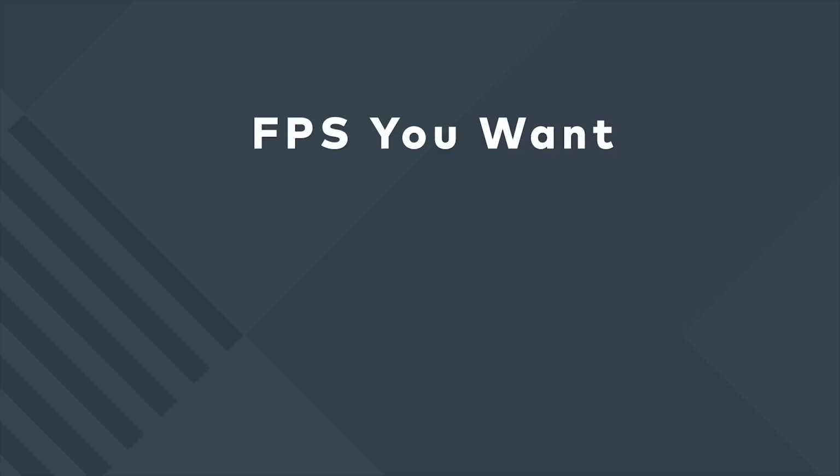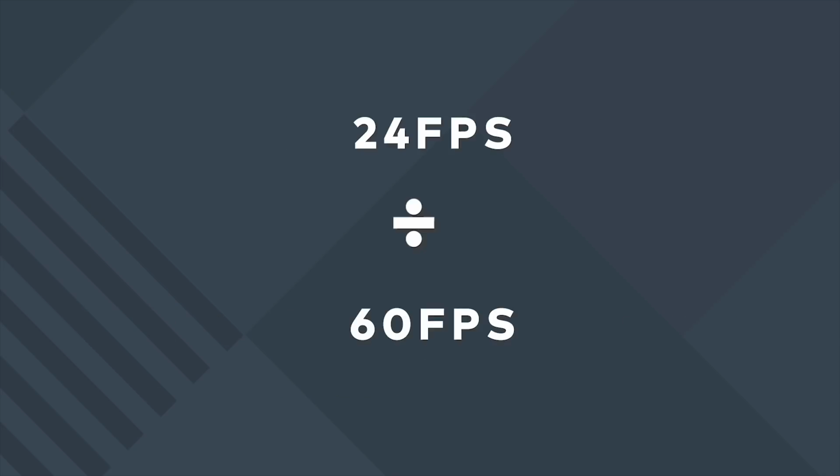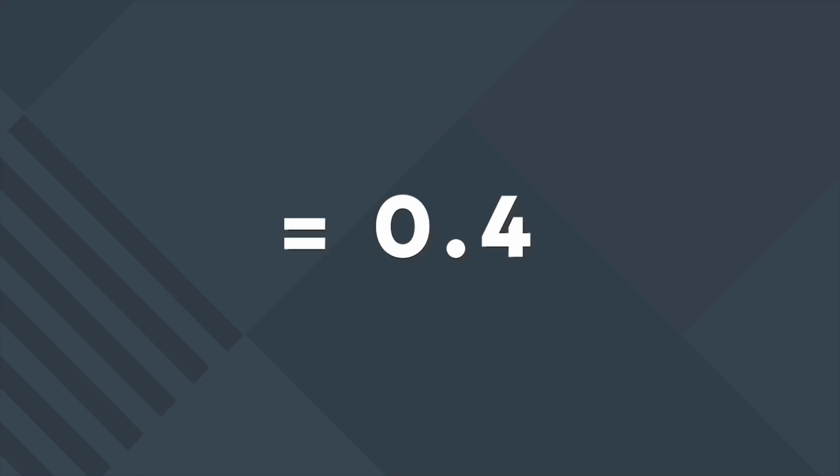The formula is the frames per second you want divided by the frames per second you shot at. So for us, since we want 24 frames per second, we will divide it by 60 frames per second, which equals 0.4. The answer, 0.4, is the amount that we slowed our clip down to in Filmora9.